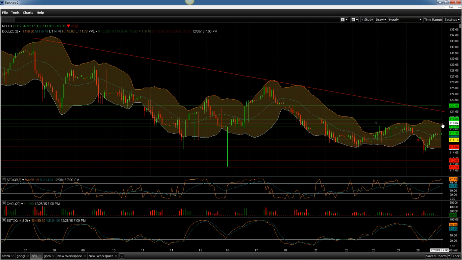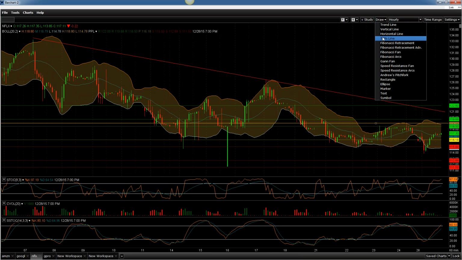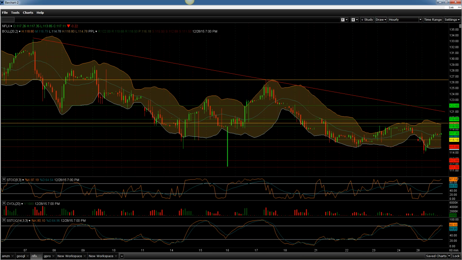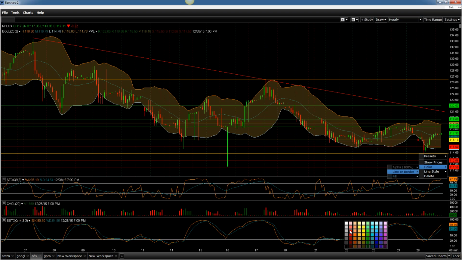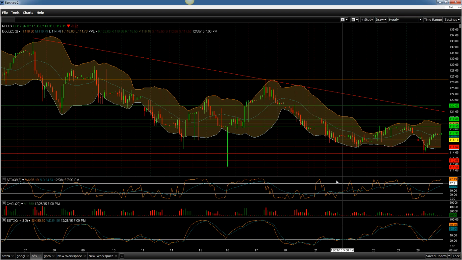Over 119, the stock's going to make a beeline for 121. If it breaks 121, all hell breaks loose. At that point, you do this. There. You want to draw a support line. You take the horizontal line, you go here, you say color. Bingo. All of a sudden, this naked chart takes a life of its own.